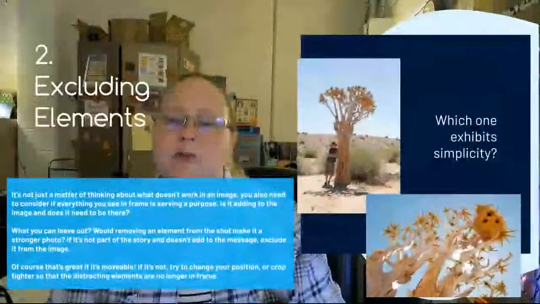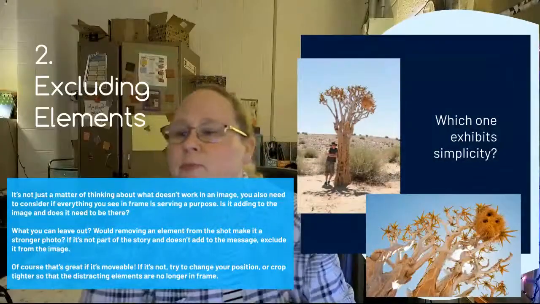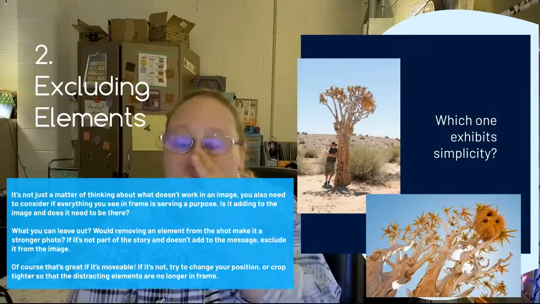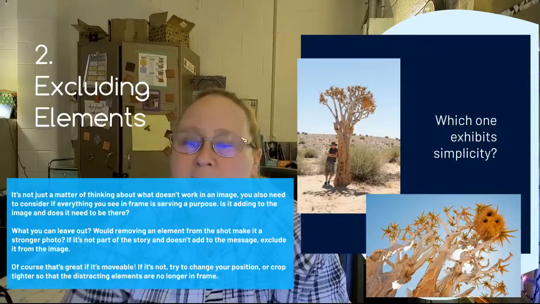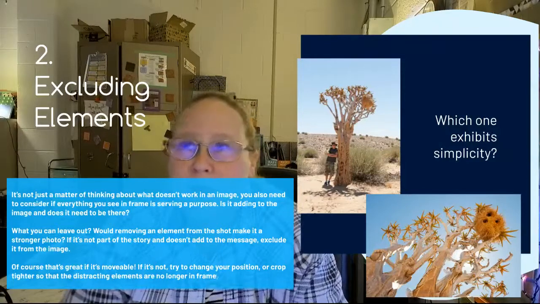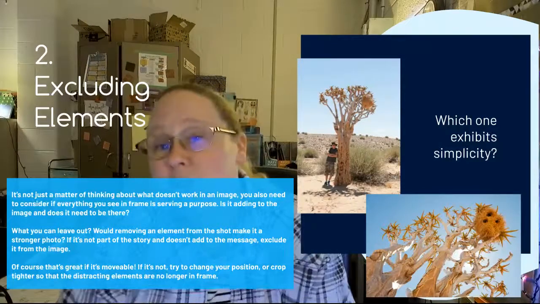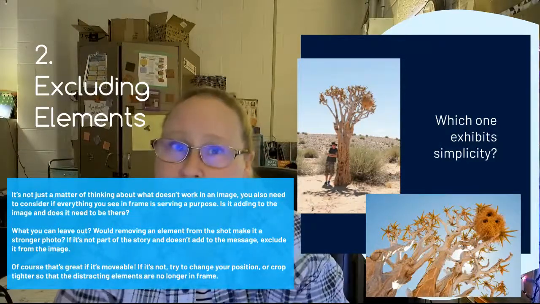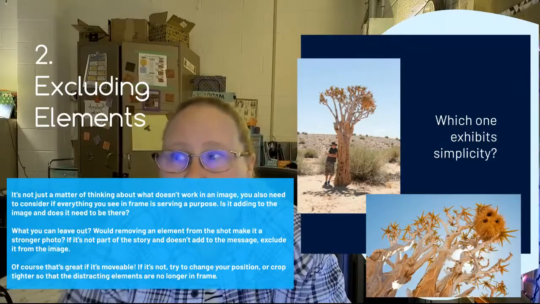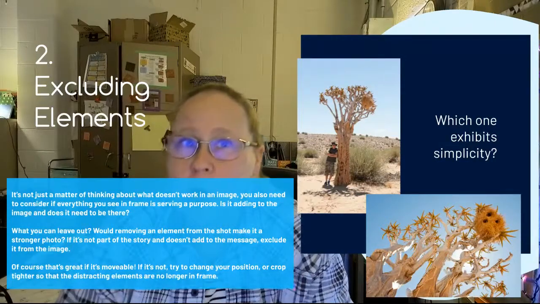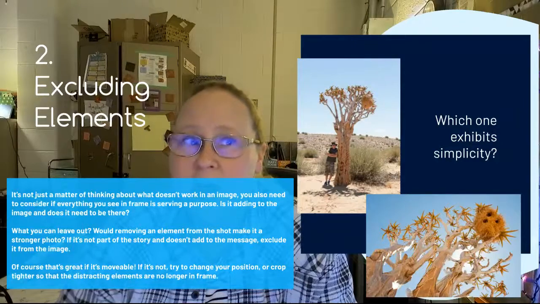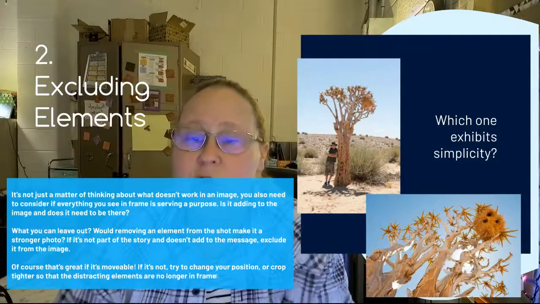Now we're going to go to excluding elements. Sometimes it's best to figure out what kind of story you want to tell before you take a picture. And that way you can take it from the angle or a position that tells your story.